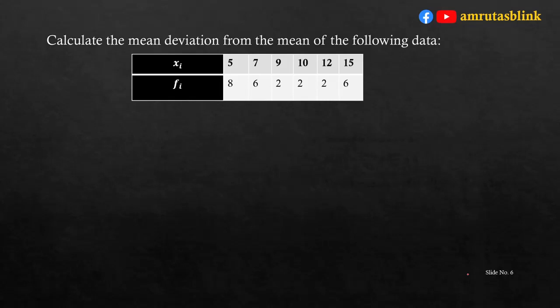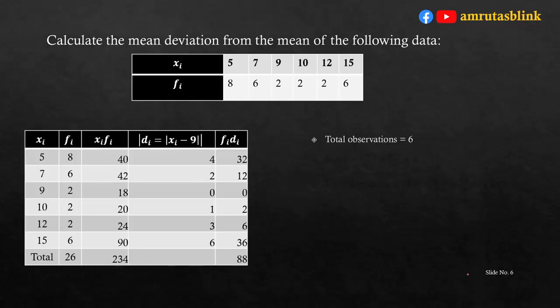Calculate the mean deviation from the mean of the following data. Now, this problem is similar to the previous problem, but here the frequency is also given, it is for classified data. Now, xi is given as 5, 7, 9, 10, 12 and 15, and respective values of frequencies are also given, that is 8, 6, 2, 2, 2 and 6. Now, how many observations are there? There are total 6 observations.